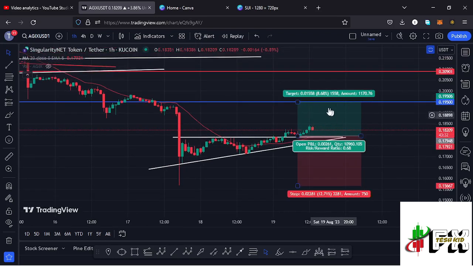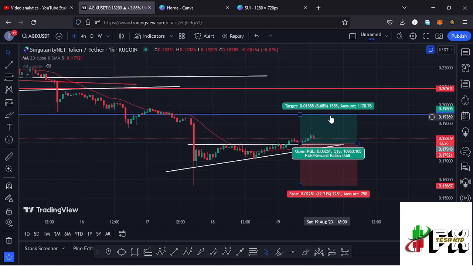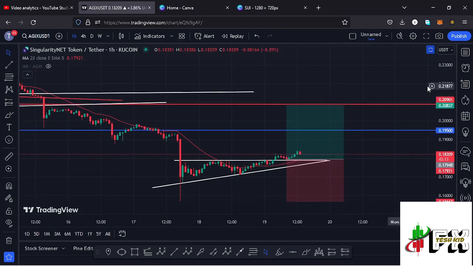And the moment you see a break above the $0.195 mark, then I can easily expect Agix to get above the $0.2 mark and get to the next key area of resistance at around the $0.20901 mark. And then from that point we can easily continue expecting higher prices.